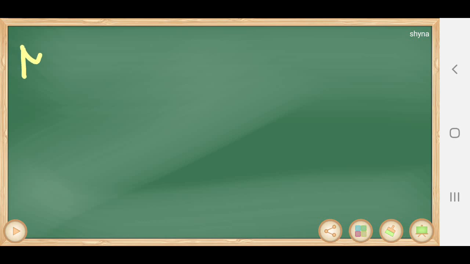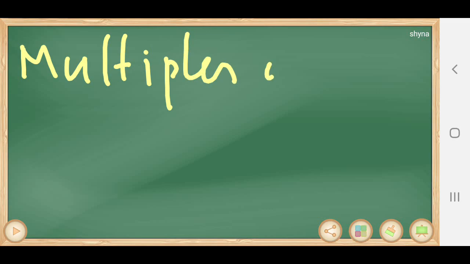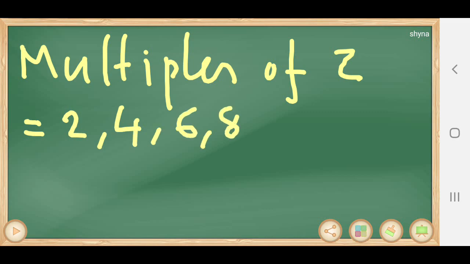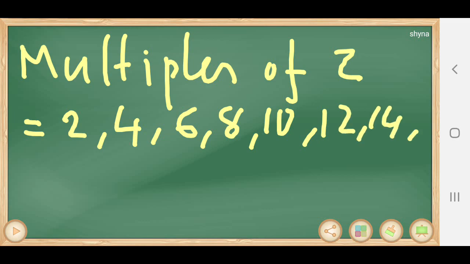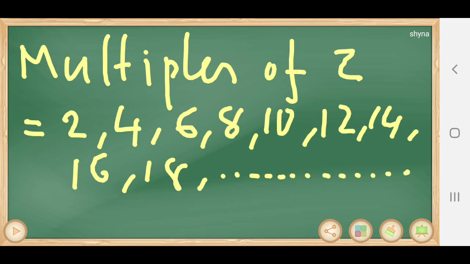Then you write multiples of 2 equal to 2, 4, etc. Multiples of 2 equal to 2, 4, 6, 8, 10, 12, 14, 16, 18, etc. Okay, completed.